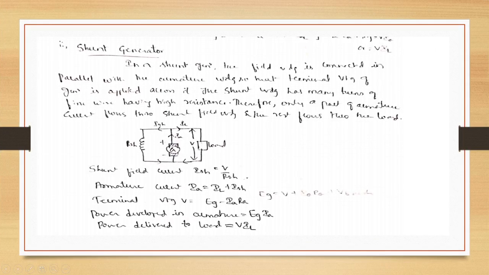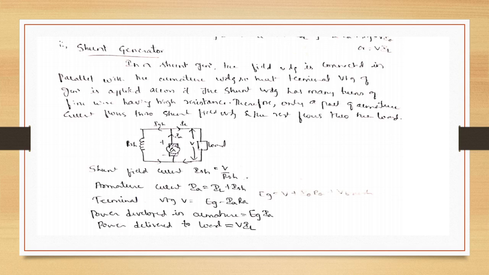Now let us see the shunt generator. In a shunt generator, the field winding is connected in parallel with the armature winding, so the terminal voltage of the generator is applied across it, and the shunt winding has a large number of turns of fine wire having high resistance. Therefore, only a part of the armature current flows through the shunt field winding and the rest will flow through the load.